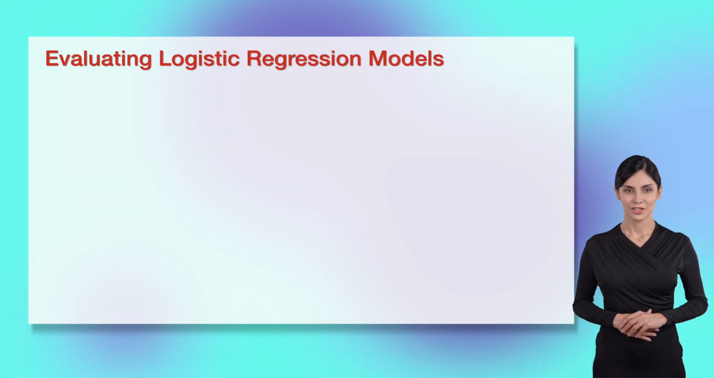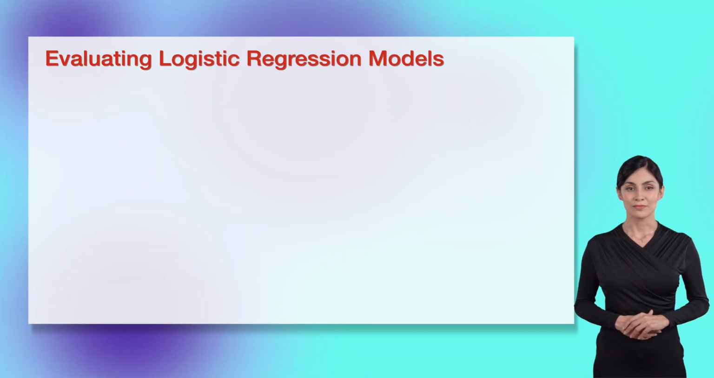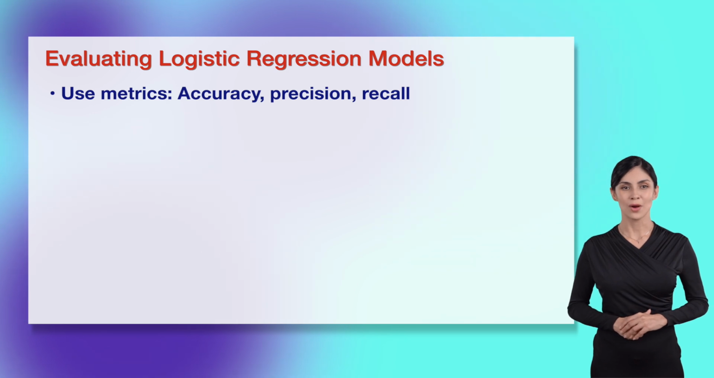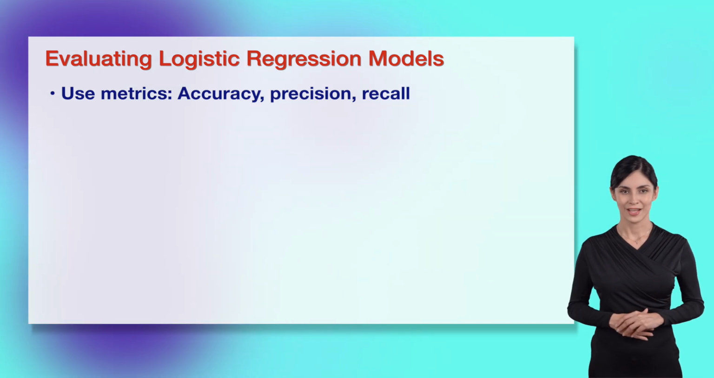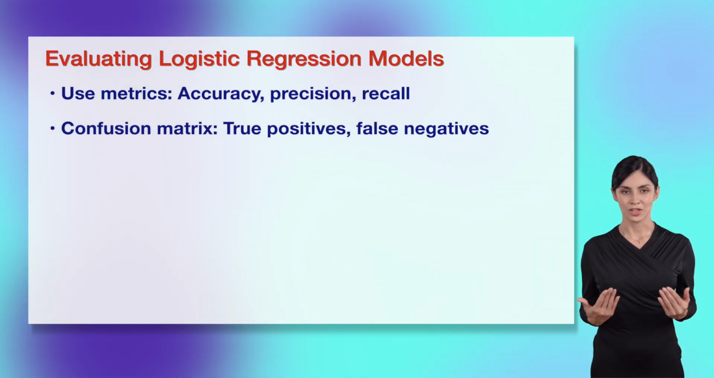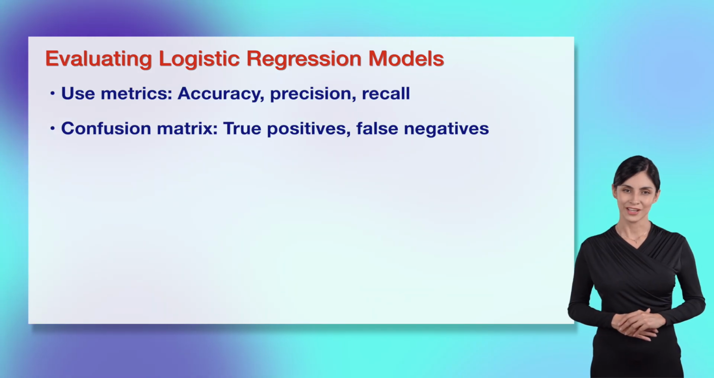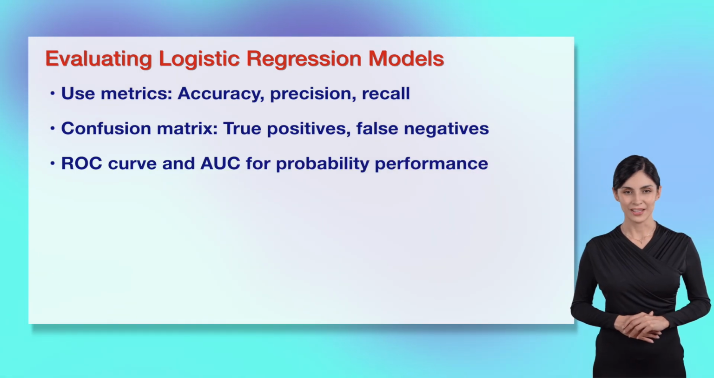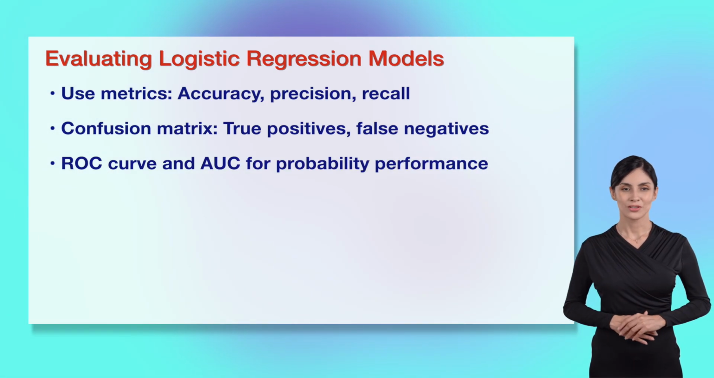Evaluating logistic regression models is so important, and I'm so eager to share how we do it. We use metrics like accuracy, precision, and recall to measure how well our model classifies data correctly. A confusion matrix shows true positives, false negatives, and other outcomes, giving us a detailed view of performance. We also use the ROC curve and AUC to evaluate how well the model handles probabilities across thresholds.